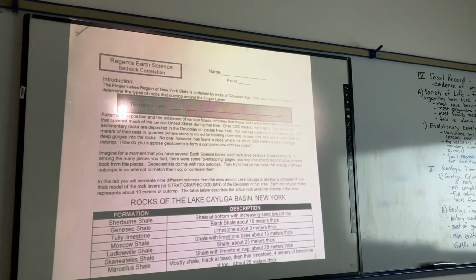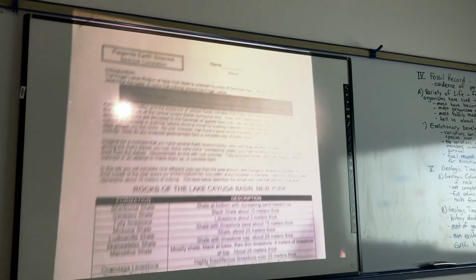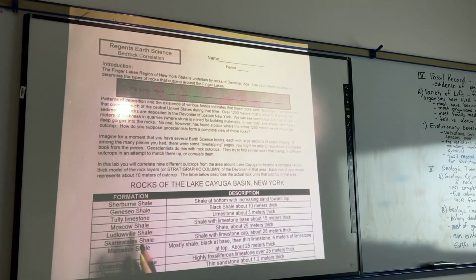The rocks that we're looking at are the rocks that you find around Cayuga Lake. Now, this person who made this lab obviously doesn't live in the area, because no one in the area calls it Lake Cayuga. People who live in the Finger Lakes call it Cayuga Lake. But anywho, these are the various rock formations that you can expect to find in the area. It tells you Sherburne Shale, shale with increasing sand towards top, Ludlowville shale about 25 meters thick. So it has the rock formation, and it tells you some other information about it.